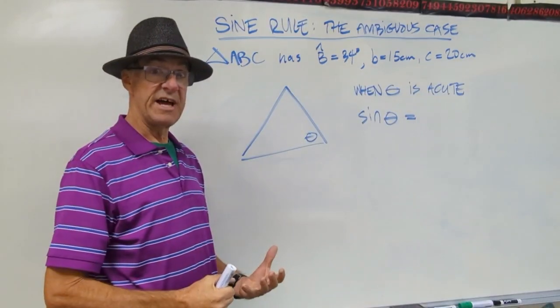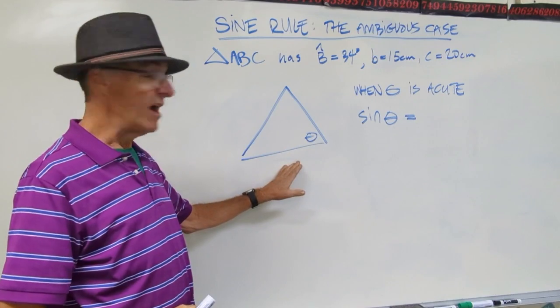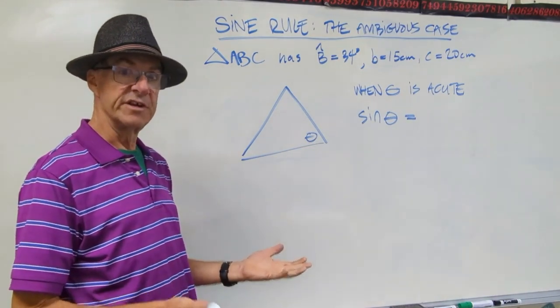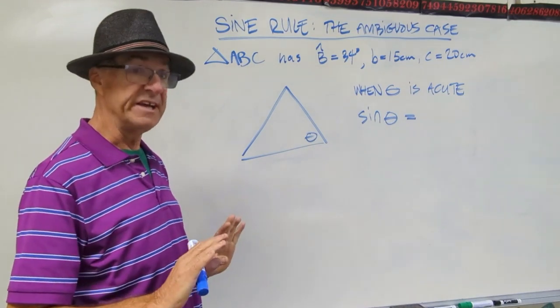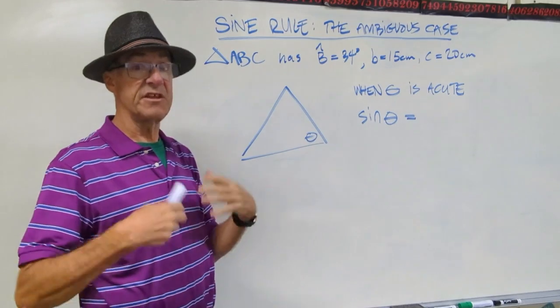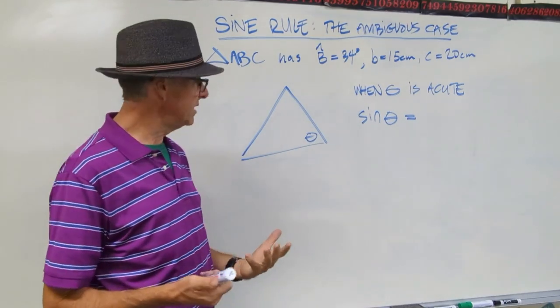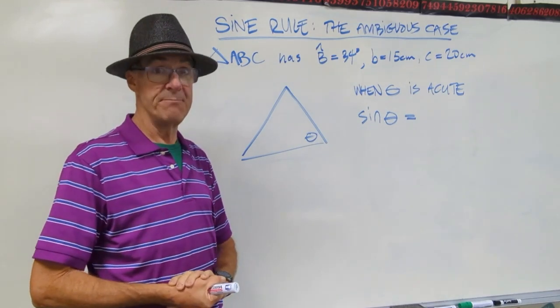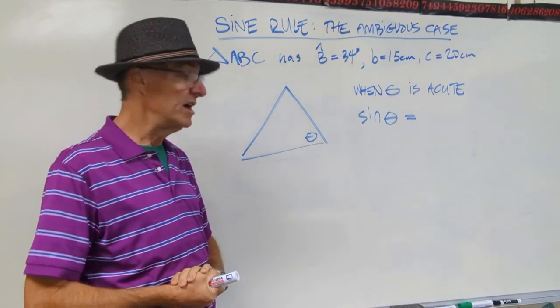So let's generalize a little bit. I've redrawn that triangle and I've just marked theta there. So that was the angle that was 34 degrees. Now we're going to back up. We're not going to say what it is, but we're going to say some things here. So when theta is acute, and that's the thing, when this problem rolls up, if you start with an acute angle, you have to be wary for the ambiguous case for two possible triangles.